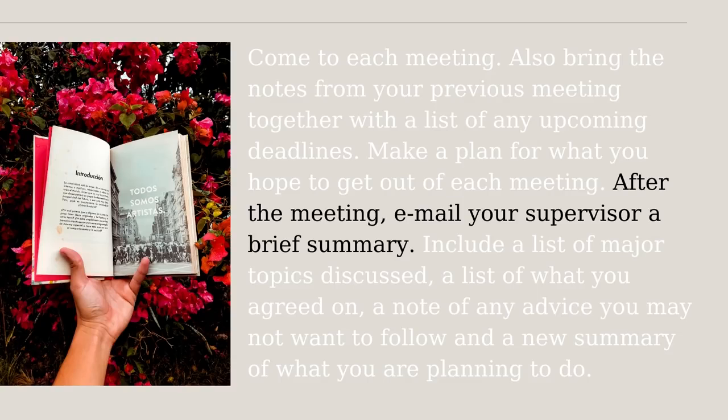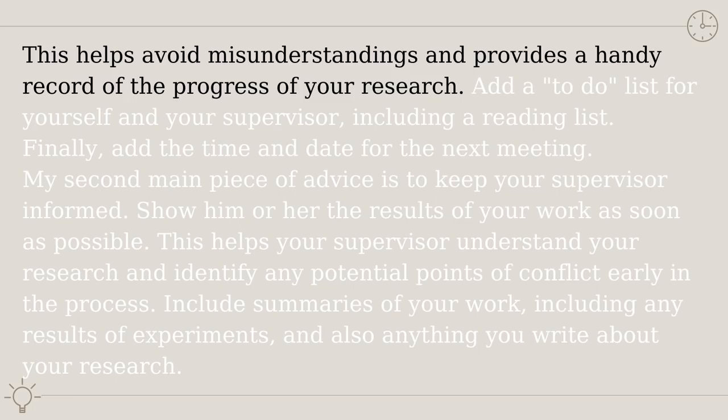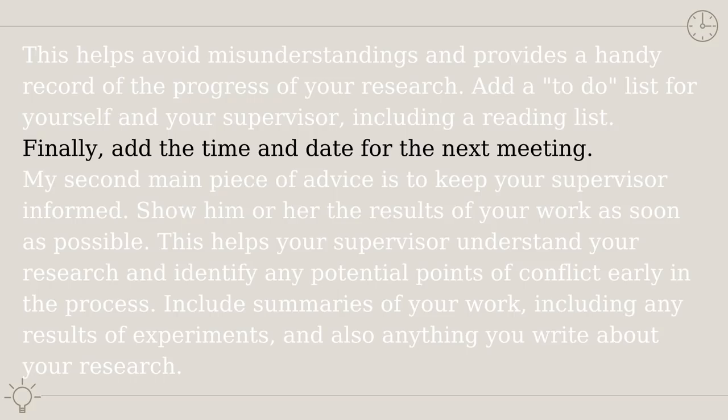After the meeting, email your supervisor a brief summary. Include a list of major topics discussed, a list of what you agreed on, a note of any advice you may not want to follow, and a new summary of what you are planning to do. This helps avoid misunderstandings and provides a handy record of the progress of your research. Add a to-do list for yourself and your supervisor, including a reading list. Finally, add the time and date for the next meeting.